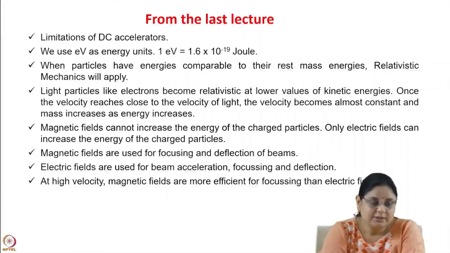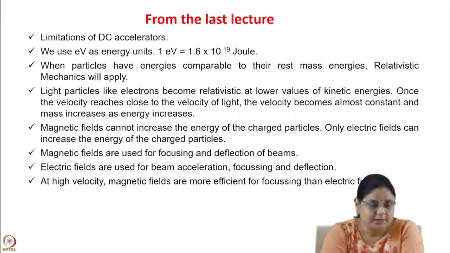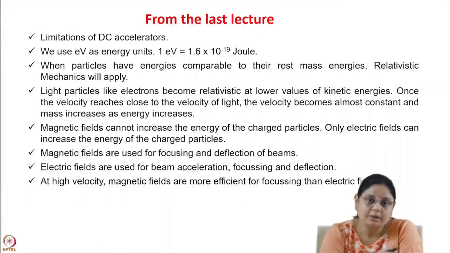In the first lecture, we learned about the limitations of DC accelerators. We saw that the voltage generated in a DC accelerator can be used only once, and at the most twice, as in the case of the tandem accelerator. So we cannot use this voltage many times. Also, the energy gain is limited by how high a voltage you can achieve. That is why you cannot go to very high energies using DC accelerators.